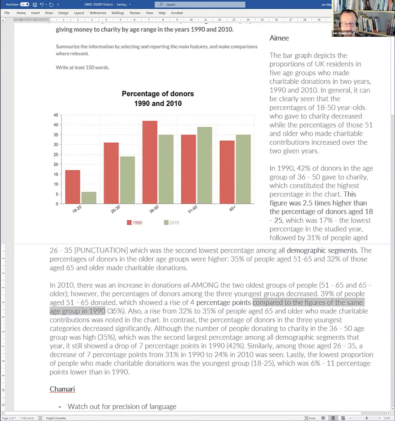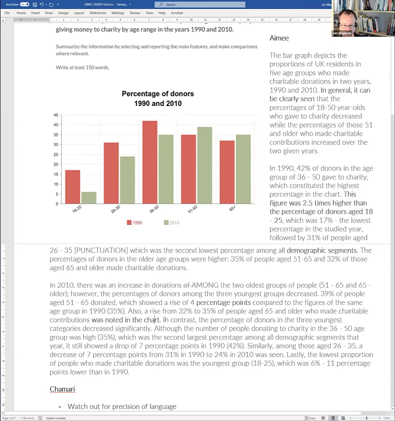Compared to the figures of the same age group in 1990, 35%. Also, a rise from 32 to 35% of people aged 65 and older who made charitable contributions was noted in the chart. It's a good use of passive voice. Was noted in the chart. It's another expression I would save and put in my back pocket. Because you need to show a variety of grammatical structures that you're comfortable using. So we've got, in the beginning, in general, it can be clearly seen. That's your passive voice. And if you want another example of passive, you can put this in pretty much anywhere. Use it once and you're good. You've got two examples of passive voice.